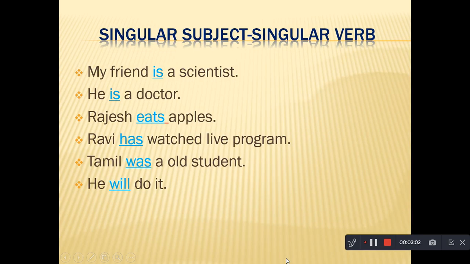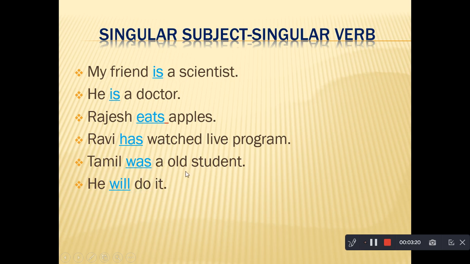Here, in the major part, a singular subject takes a singular verb. My friend is a scientist. He is a doctor. Rajesh eats an apple. Here, all the subjects are singular: my friend, he, Rajesh, Ravi, Tamil. You use the singular form of the auxiliary based on the tense.